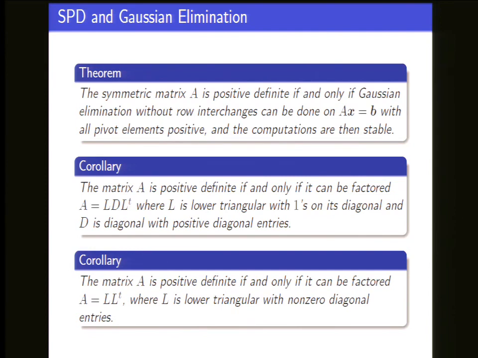Now, of course, you identify that this is L transpose. But you don't have to do this calculation because we know it will always happen. So this means in particular that A is L, D, L transpose. A very nice factorization.